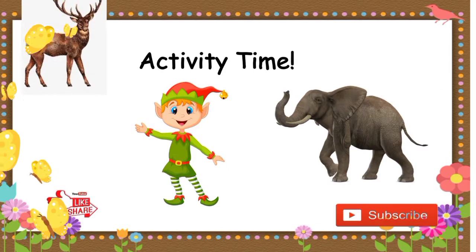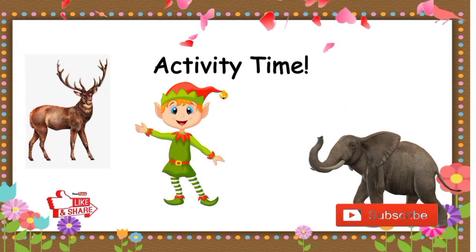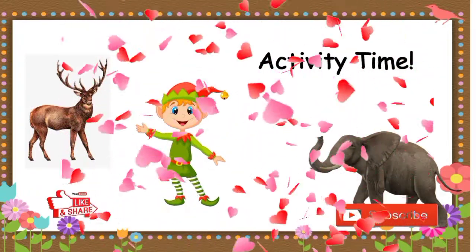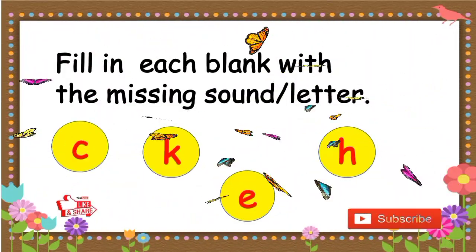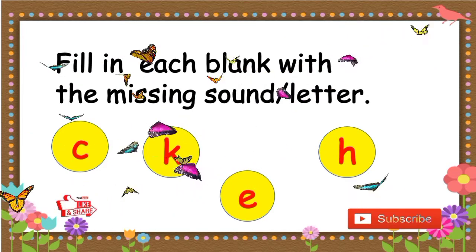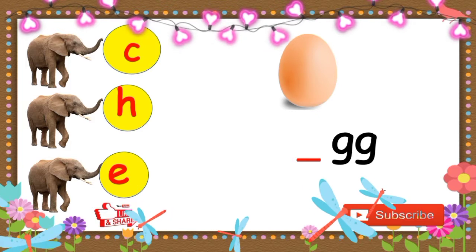Alright kids, let's do an activity. Are you ready? Alright kids, this is what you're going to do. Fill in each blank with a missing sound or letter. Alright, let's have number one.